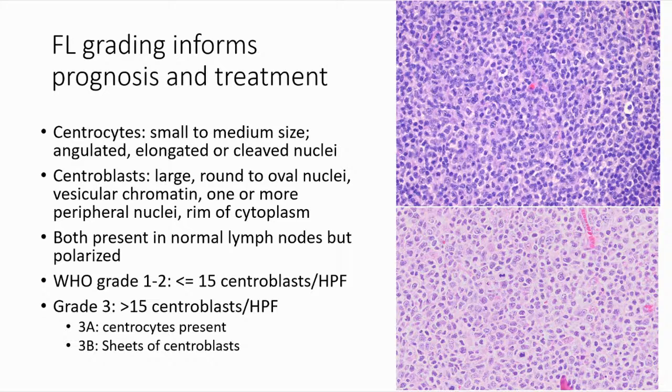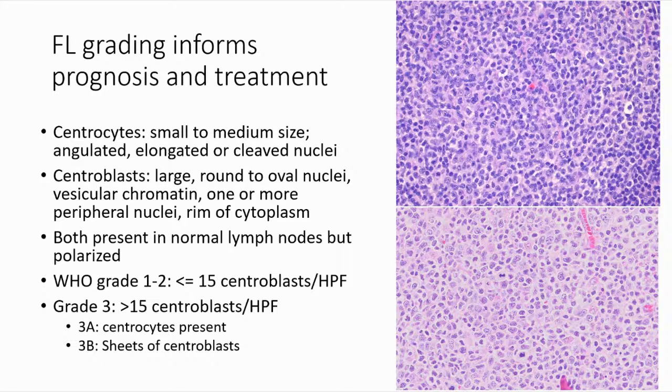And so if we want to grade this, we're looking for at least 10 follicles to review, and for grade 1 to 2 we need to have fewer than 15 centroblasts per high power field. And for grade 3, we're going to have more than 15, but in 3A, there are still some centrocytes present. In 3B, we've got sheets of centroblasts, yet it's still arranged in a follicular pattern.